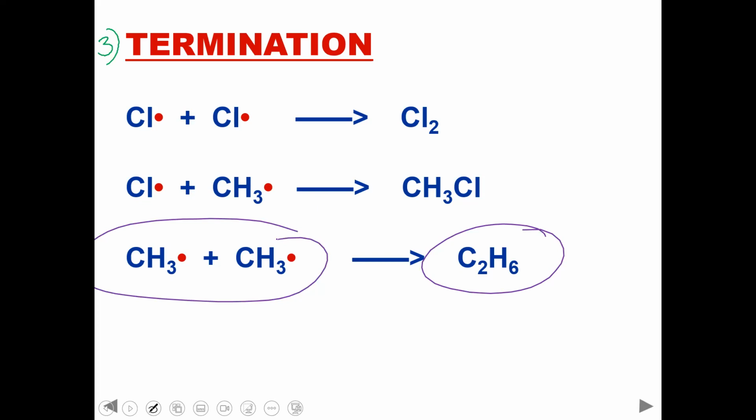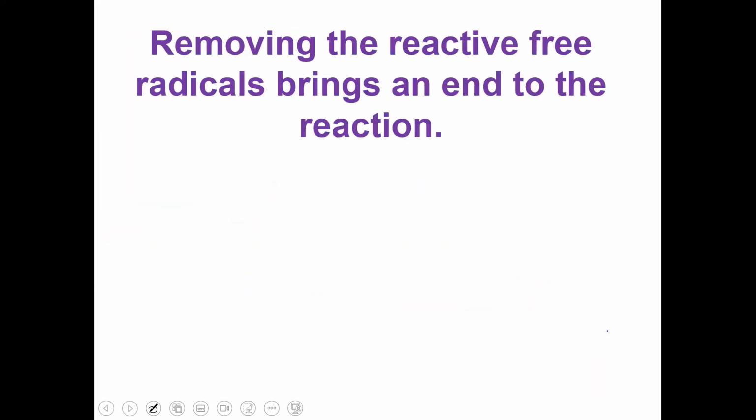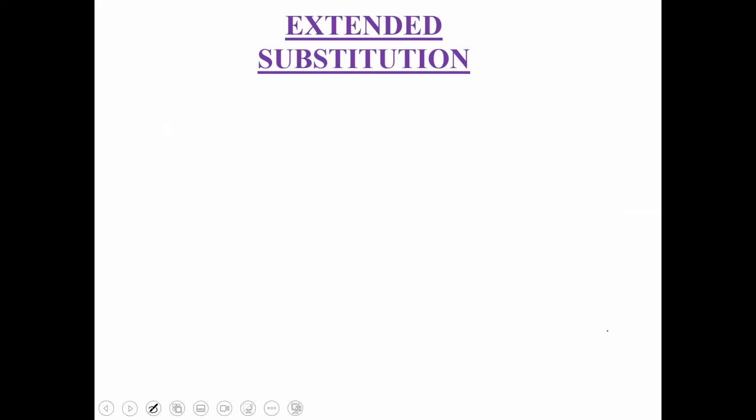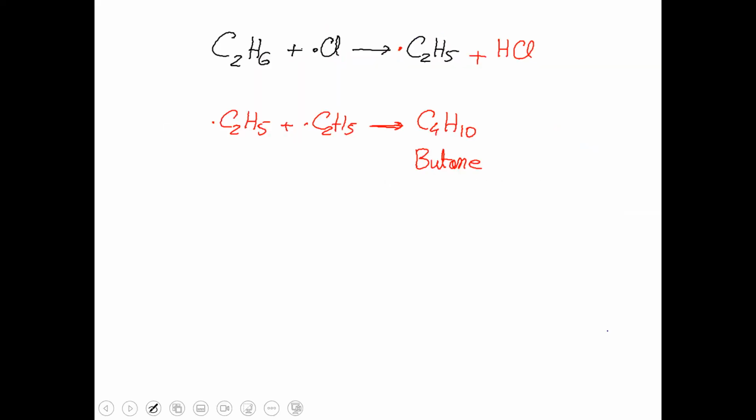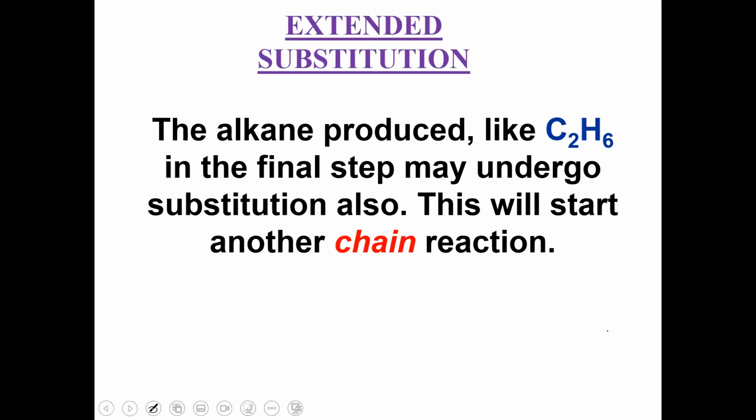That C2H6 is technically ethane. So sometimes the ethane molecule also gets struck by a chlorine free radical, and this starts another chain reaction which makes it very complicated, but it is not required in detail. You have to now copy this screen.